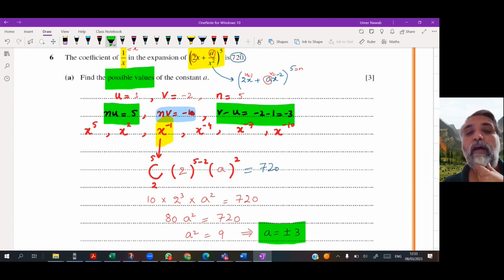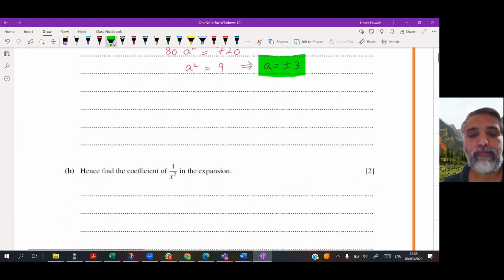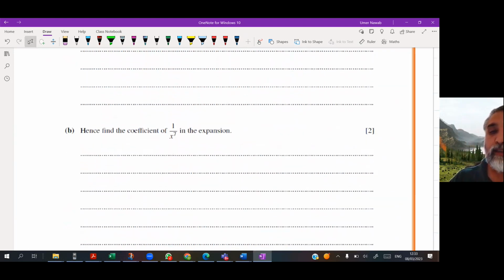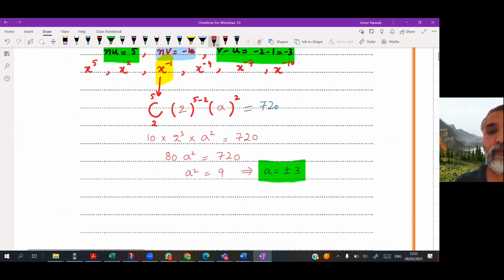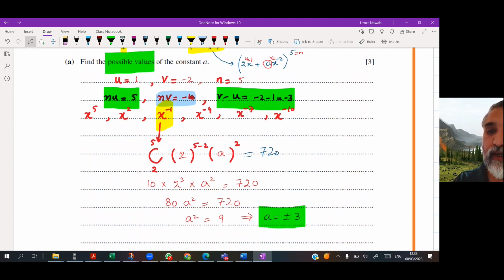Guys, do you agree with me on how to solve this question within 3 minutes? So this is the way you have to use. You cannot do the full expansion. It will take a lot of time for you. Hence, find the coefficient of 1 over x power 7. So this is x raised to power minus 7. Where is x raised to power minus 7? Guys, this is the second last term.